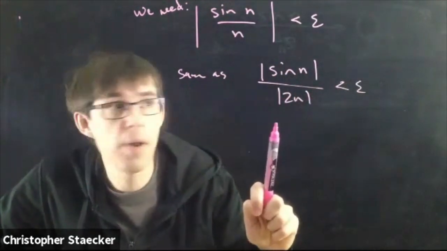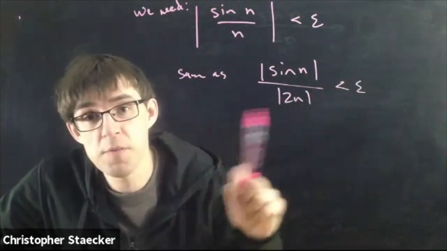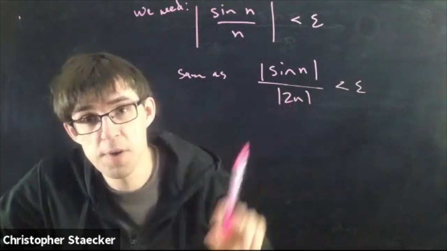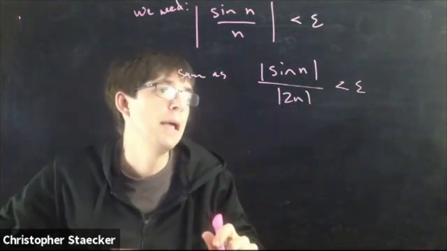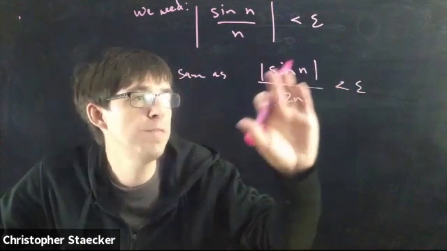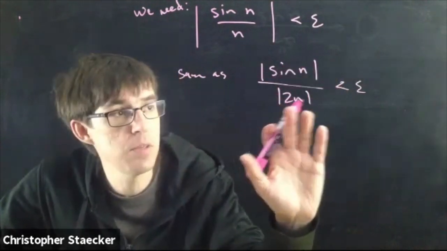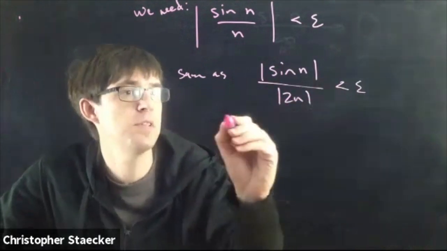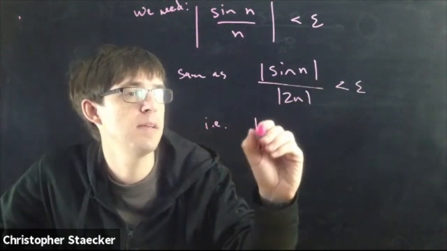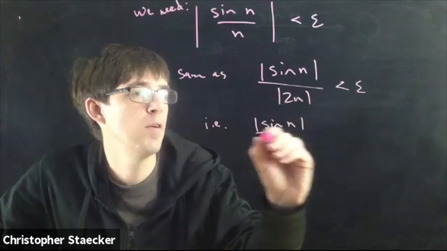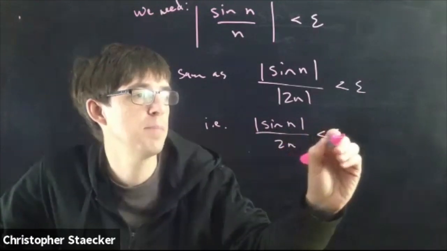That's just a rule about absolute values, because the absolute value of a product, you can just do absolute value of each part, and same with the quotient. And then once we've split up the absolute value on the bottom, you can just ignore it, because 2n is always positive. So this is the same as absolute value sine of n over 2n less than epsilon.